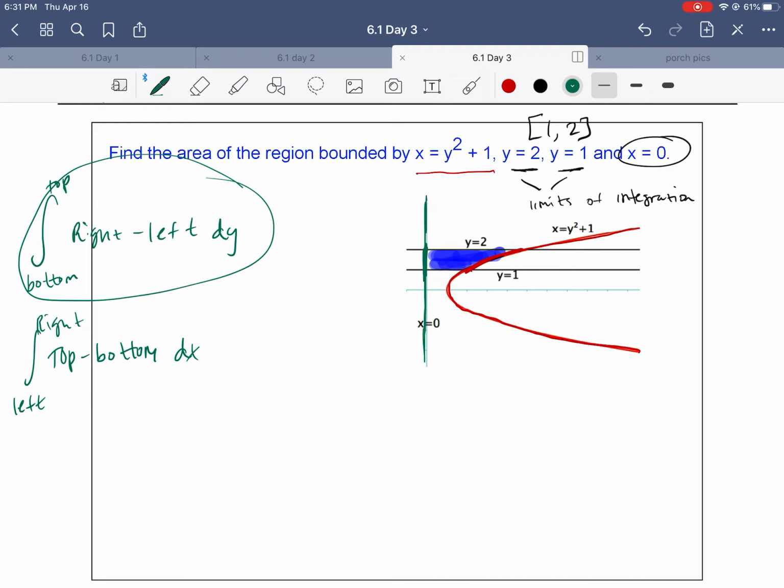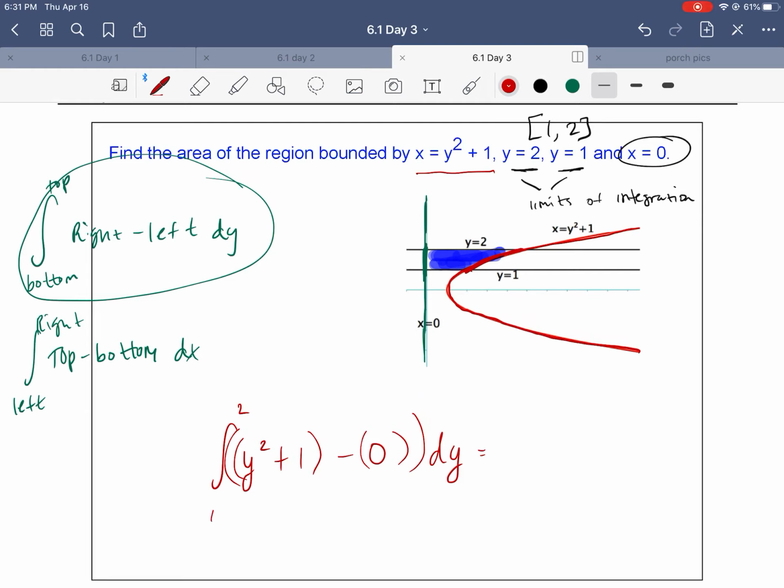So the right equation, notice if I have a dy, I need y's in there, which is great because it's already solved: x equals y squared plus 1. So my right equation is y squared plus 1. My left, I don't really have to write it, but it's 0. It is a dy, and I go from 1 until 2.